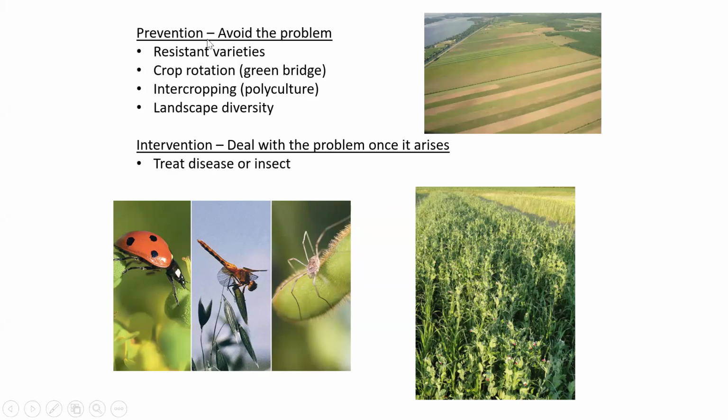So I want to talk about prevention, avoiding the problems. And there are some things to do. The resistant varieties are useful, but I want to talk about intercropping and landscape diversity today.